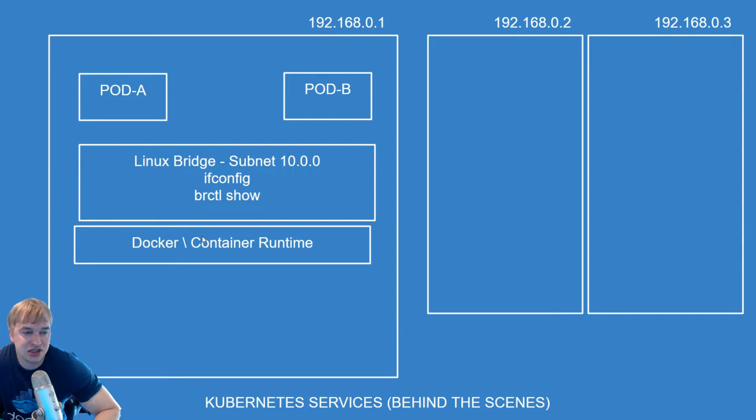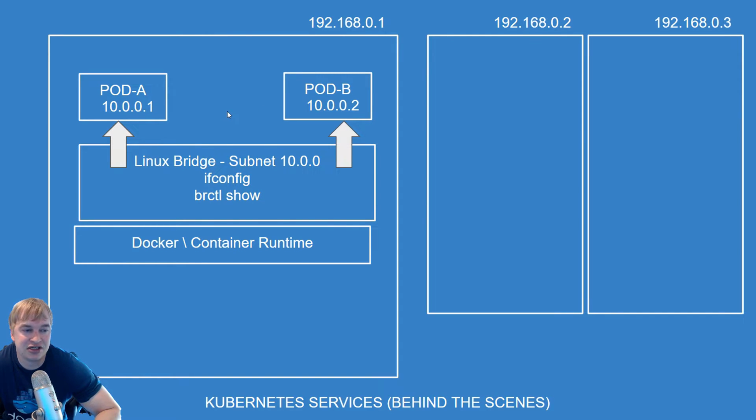When these containers start up, Docker or the container runtime creates a Linux bridge. So you can see these bridges by running the ifconfig or brctl show command in Linux, and you can see the bridge running as part of a subnet. So in this case, it creates a subnet 10.0.0, and then it assigns IP addresses to these container processes that run on this machine. So you can see here 10.0.1 and 10.0.2 has been assigned here.